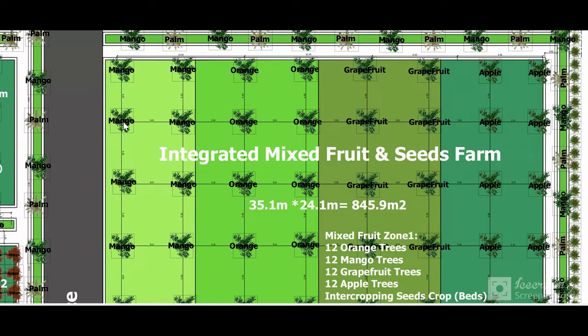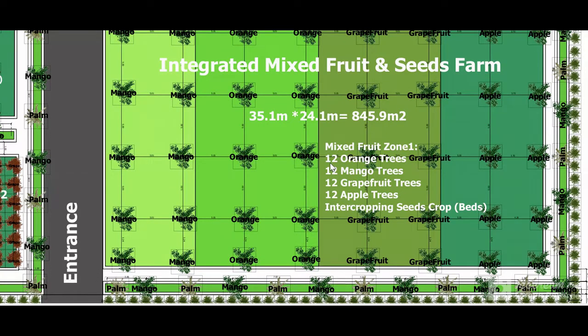From here it is 5 meters, and from here it is about 4 meters. This means we plant mango at a distance of 5 multiplied by 4. Here we also have orange trees at 5 by 4, grapefruit the same, apple the same: mango, orange, grapefruit, apple. Now here we have 12 orange trees, 12 mango trees, 12 grapefruit trees and 12 apple trees.